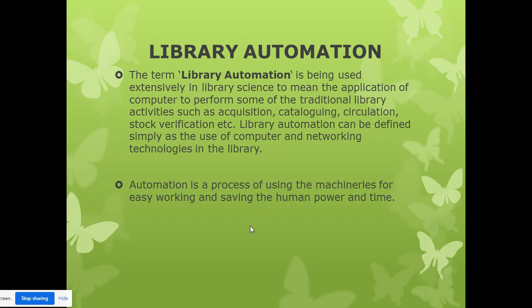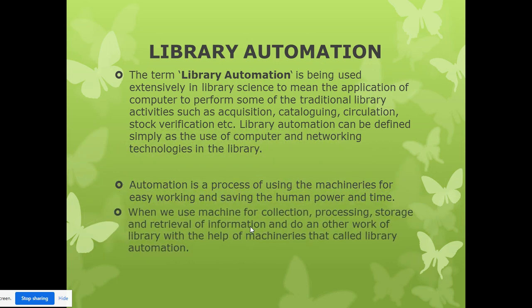Both definitions are very easy. Number one is such software for libraries in which every activity of the library is being used, then we will say that this is library automation. Okay, in another definition, it is saying that it is a process of using machines. We are using machines for what? For easy working and saving human power and time. I hope that you have understood very much.